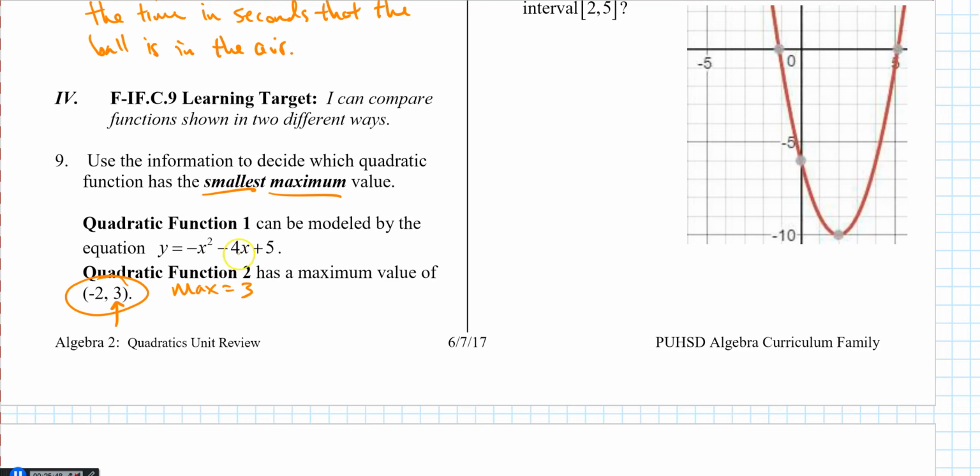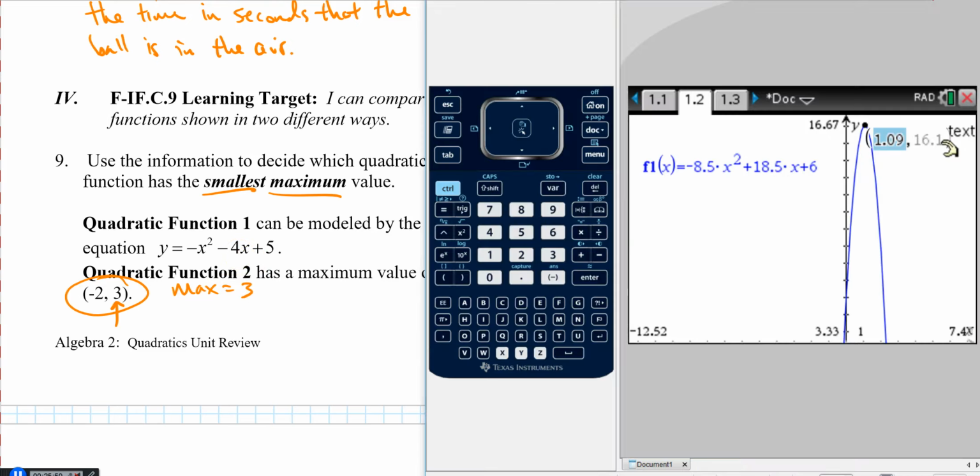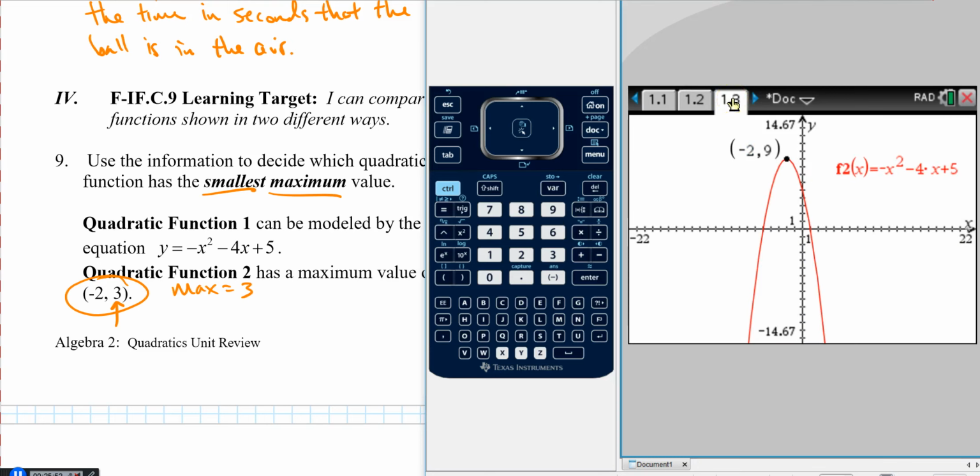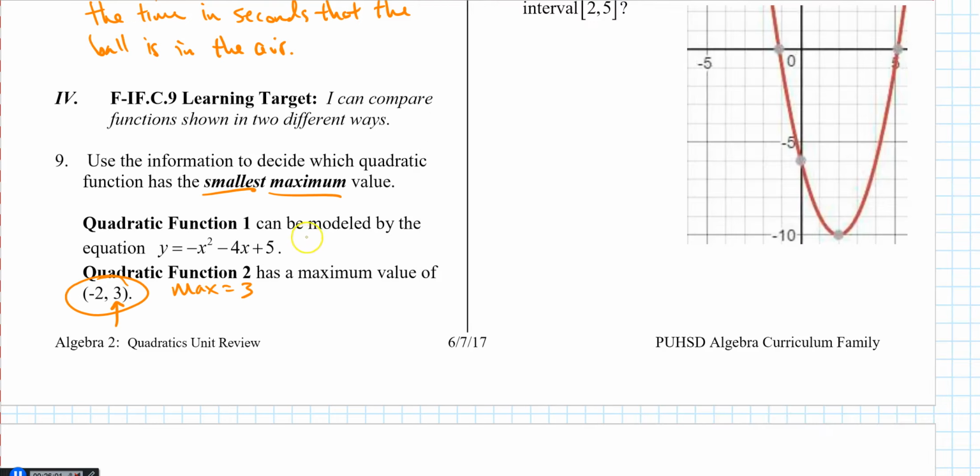For the first function, I need to find that vertex. So I'm going to go back to my graph. I'm going to graph the function negative x squared minus 4x plus 5. I'm going to find the max, and that max is at negative 2, 9. So my max is 9 because I'm looking for the y value. So the smallest max is function 2.